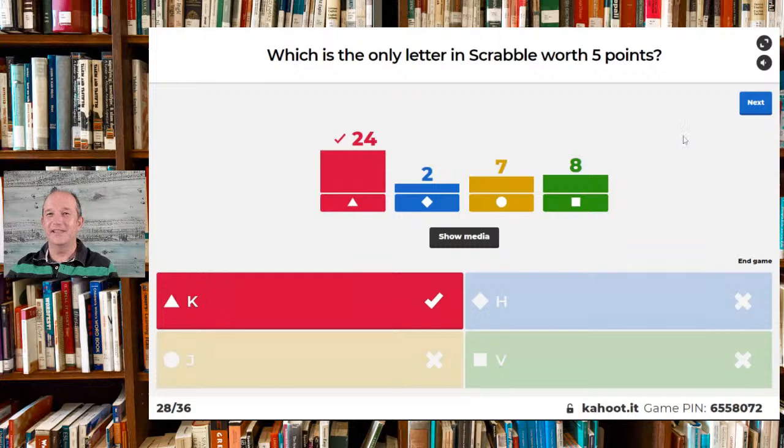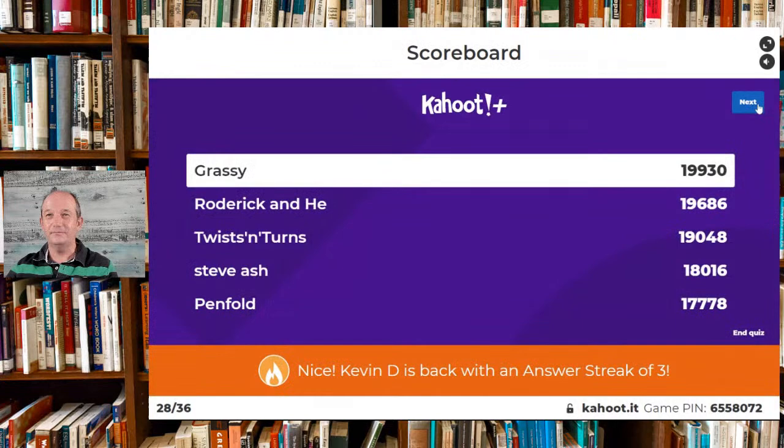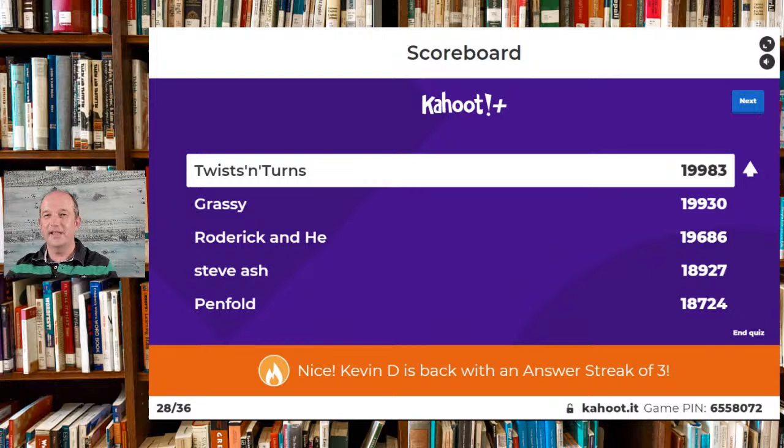Let's see what we've done to the scoreboard. Oh, Twists and Turns up into first place. Grassy, Roderick and Helen, Steve Ash, Penfold still in fifth. Kevin D back with an answer streak of three. Well done. That's fantastic. Some of them said everyone wants to ring them on Facebook and tell them the answers. Depends if you know them.